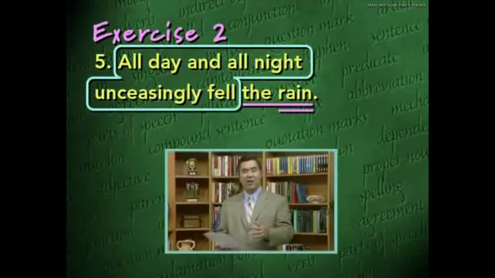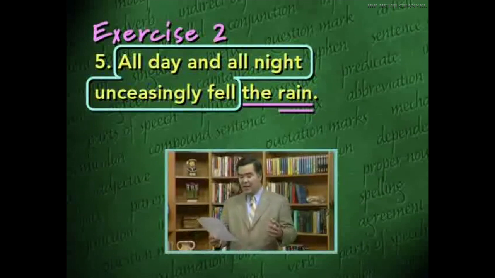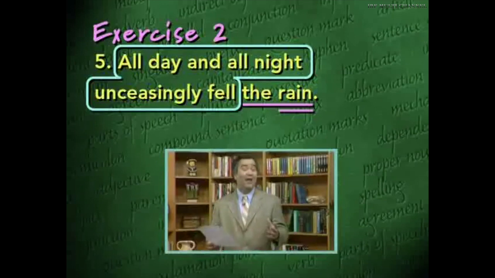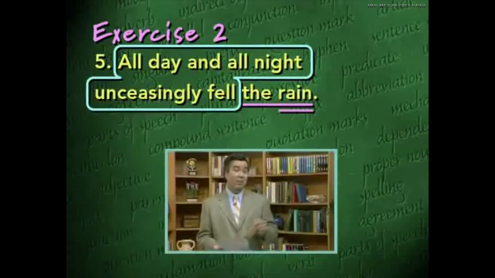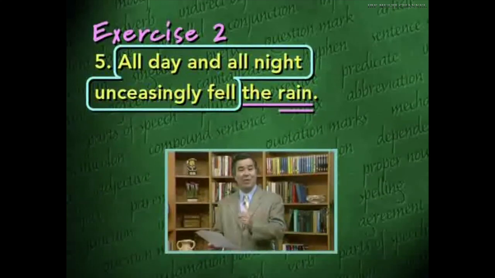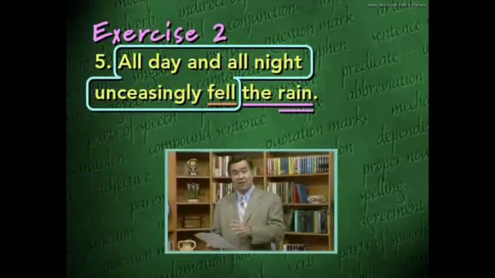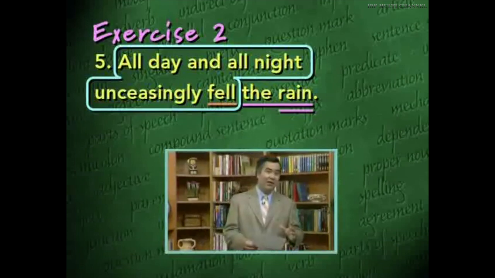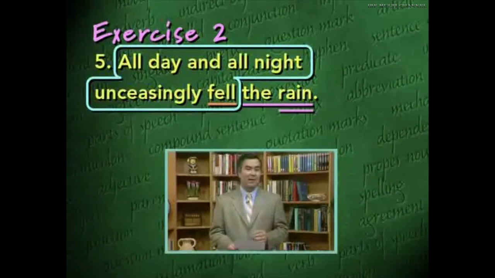It tells what the rain did. And what did the rain do? All day and all night unceasingly fell. What's the single most important word in the predicate? The verb, which tells us exactly what the rain did. The verb is fell. So the heart of this sentence is rain fell, and all the other words give us a little more information about that.